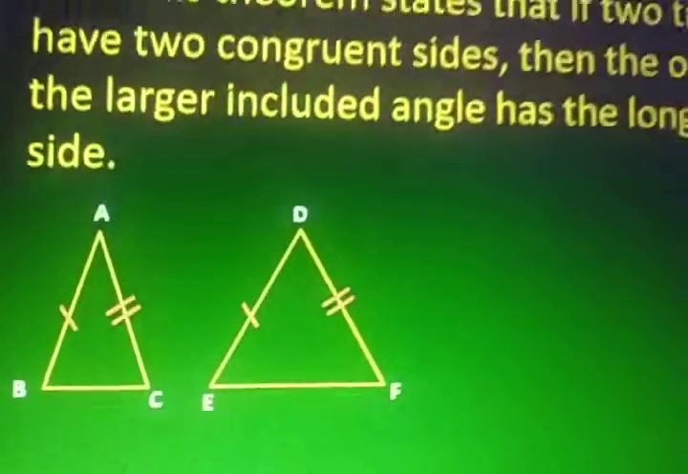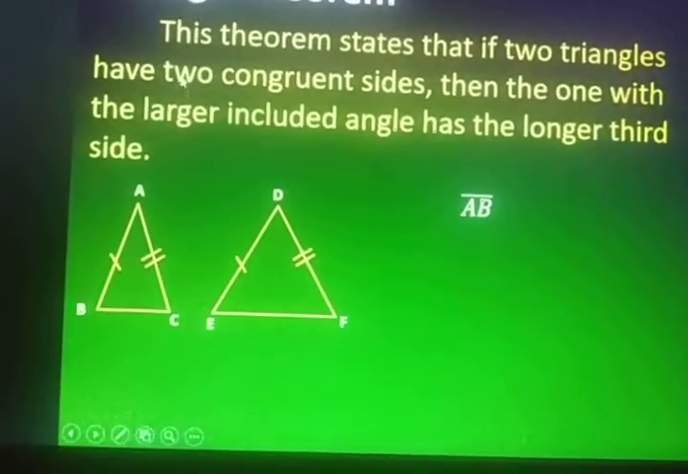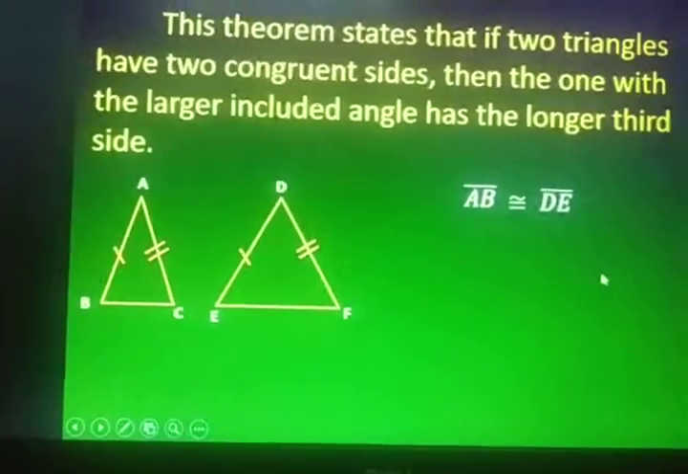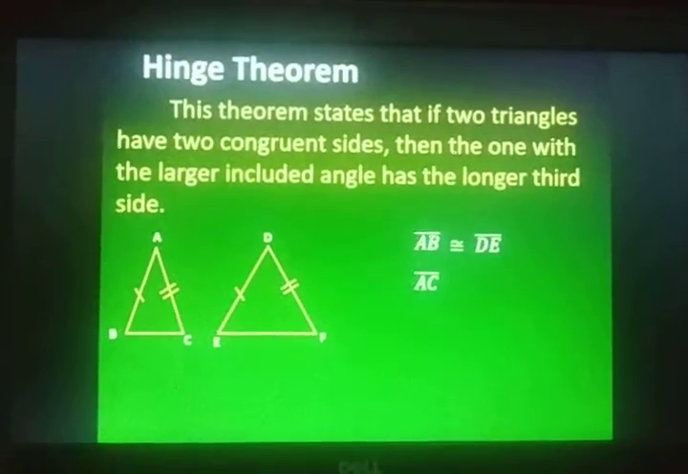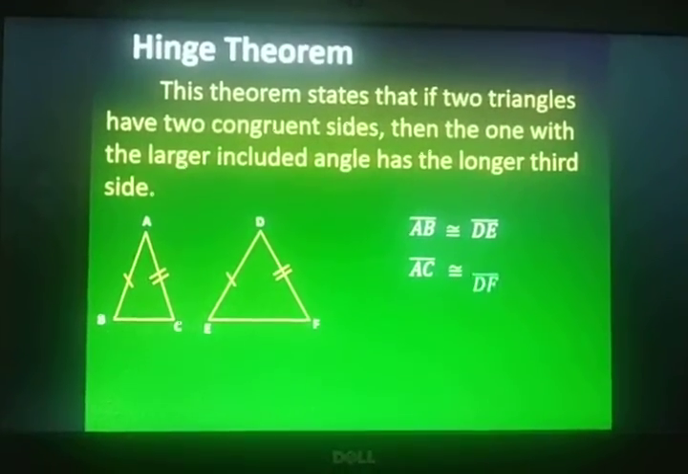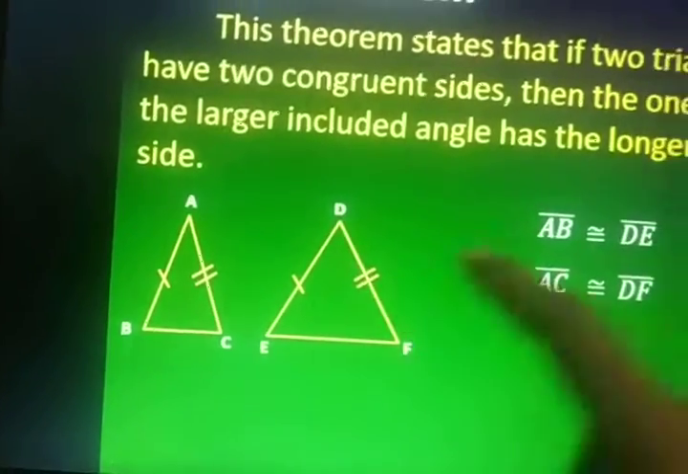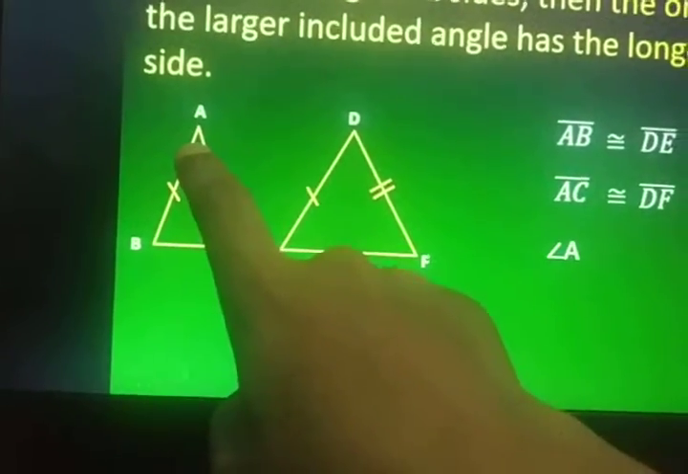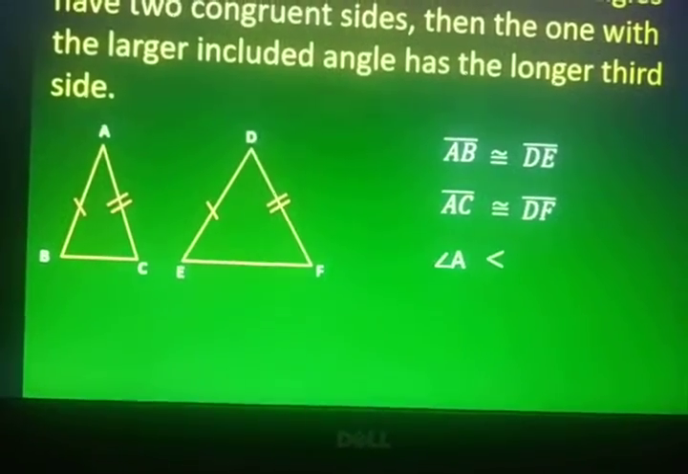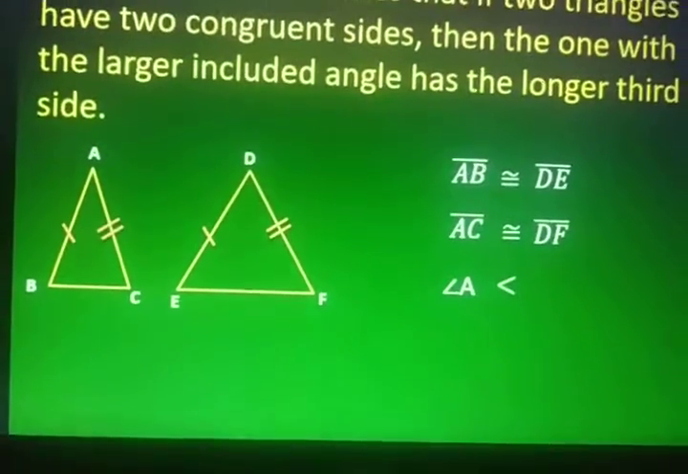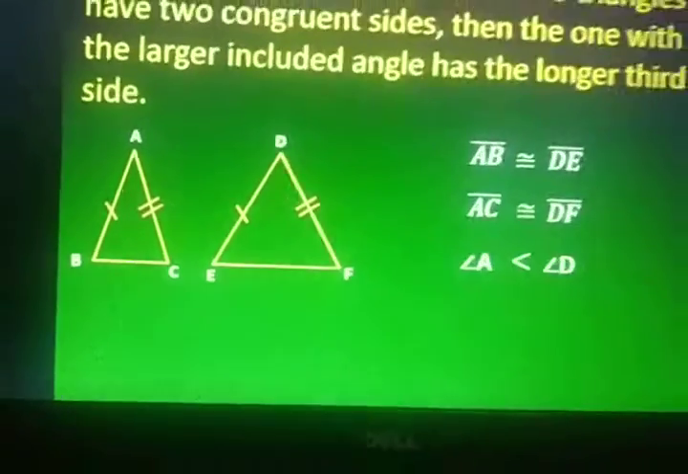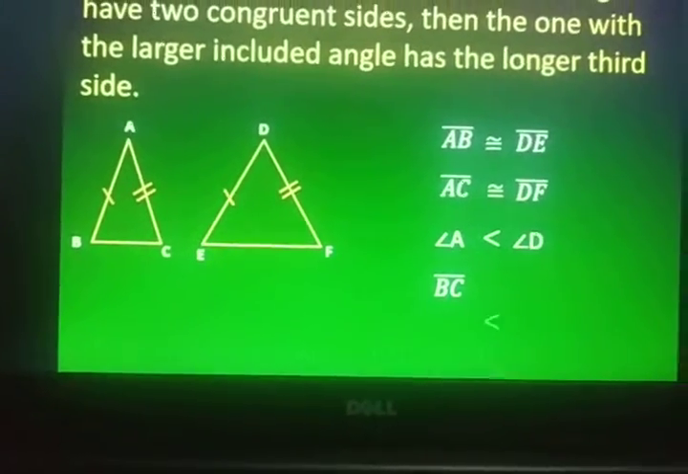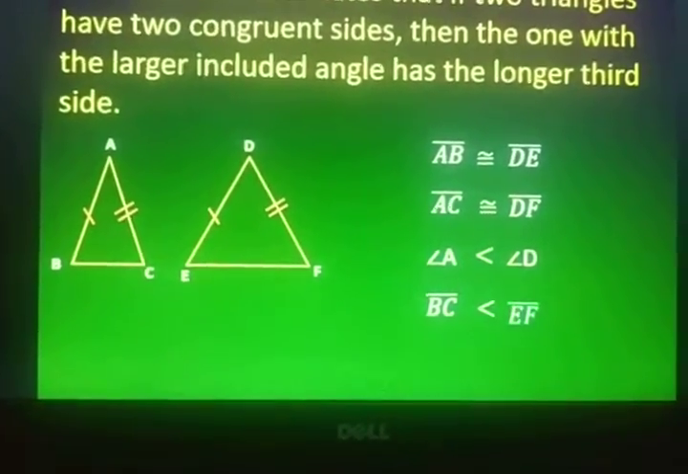Okay, so let's state that. First, let's state the obvious. Line segment AB is congruent with line segment DE. There, may mark. Next, line segment AC is congruent with line segment DF. There, may mark. Okay, next, angle A, as we can see, is less than angle D. Mas gamay si angle A kumpara kay angle D. Therefore, line segment BC is also less than line segment EF.